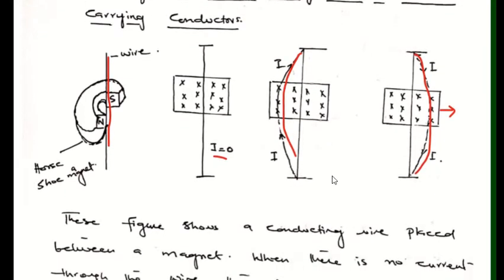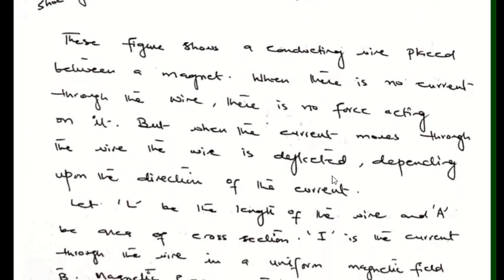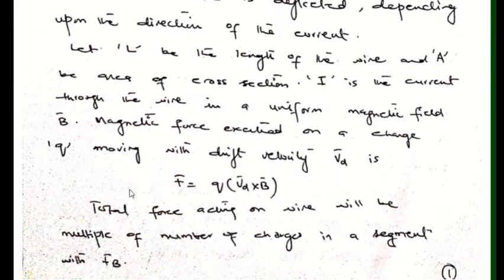So now we will try to find the mathematical expression for the force on a current carrying conductor placed within the magnetic field. For that, we have L, the length of the wire; A, the area of cross section of the wire; and I, the current through the wire, which is being placed in a uniform magnetic field B. Magnetic force exerted on a charge q moving with drift velocity vd is given by the equation F equals q vd cross B, where vd is the drift velocity and B is a vector.